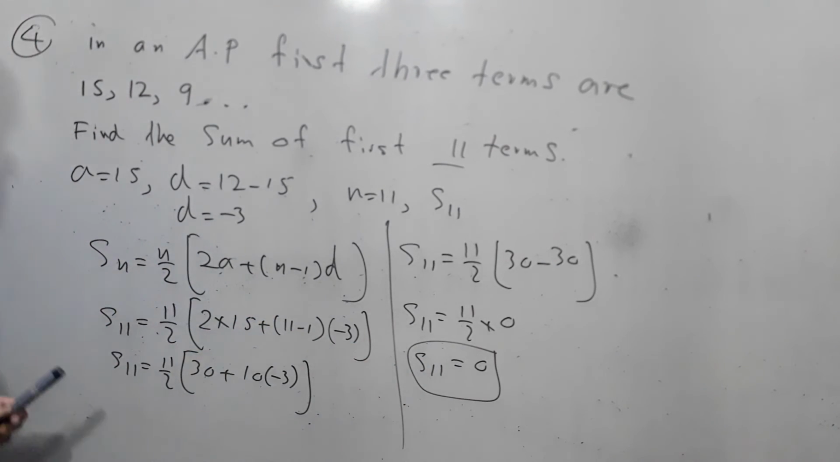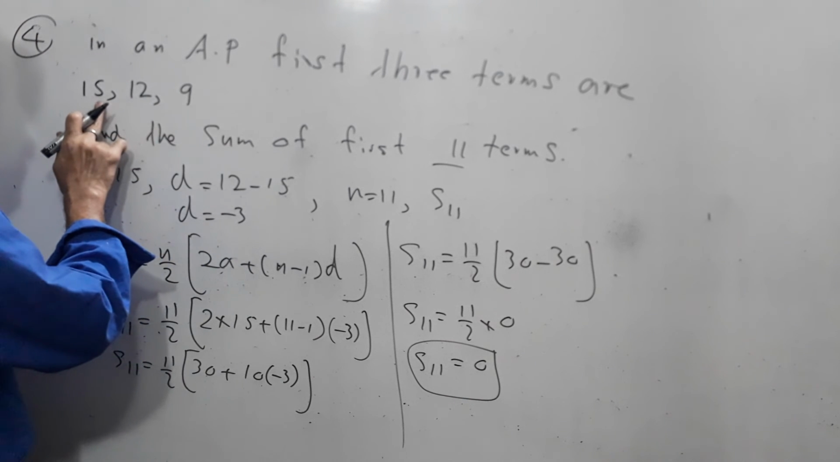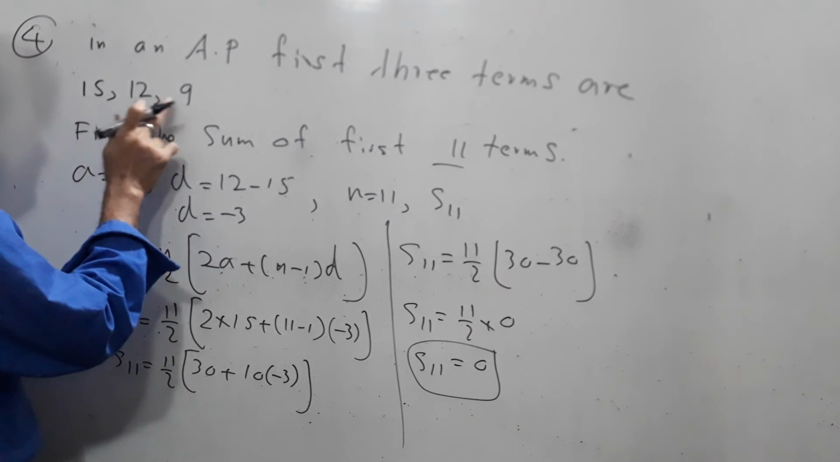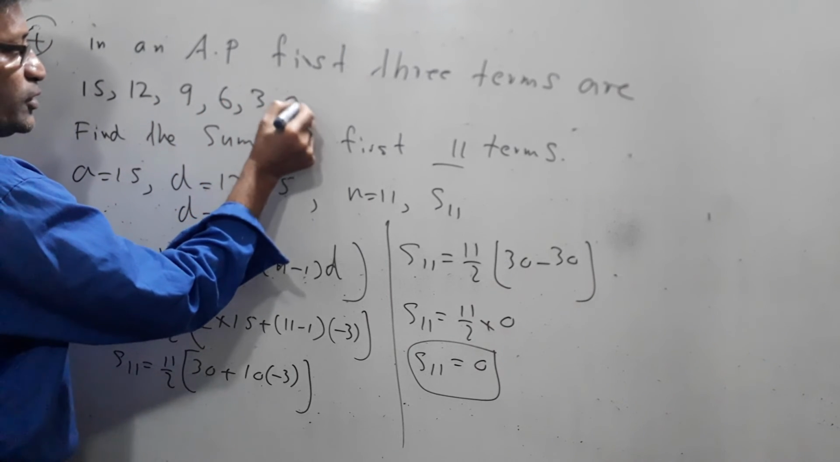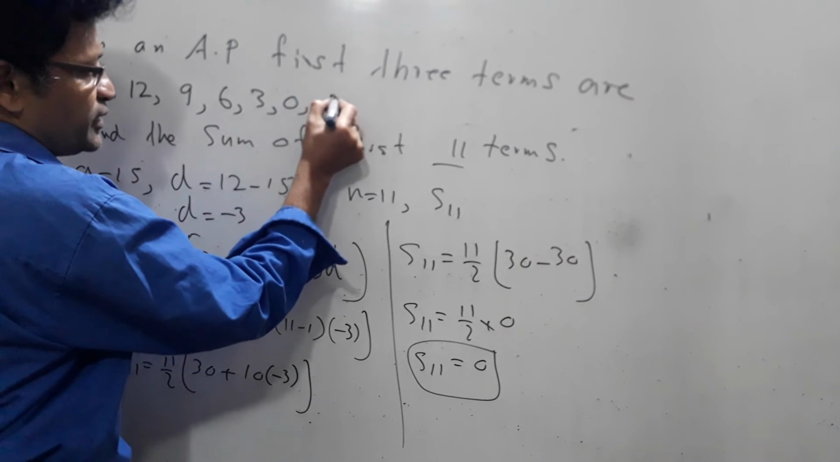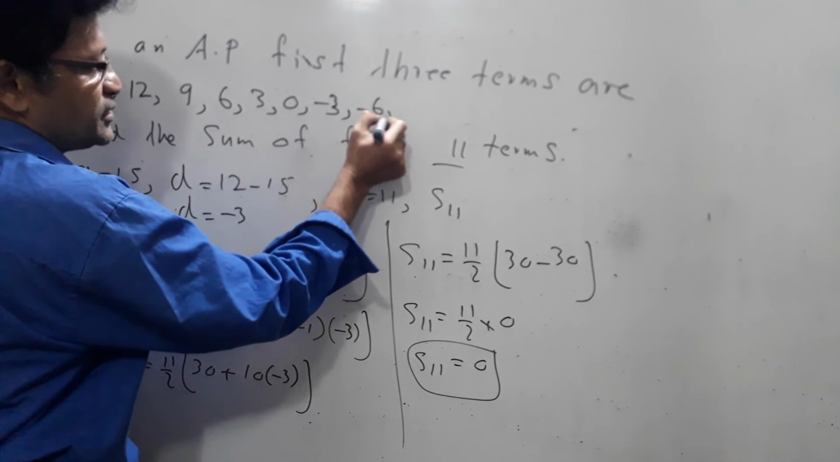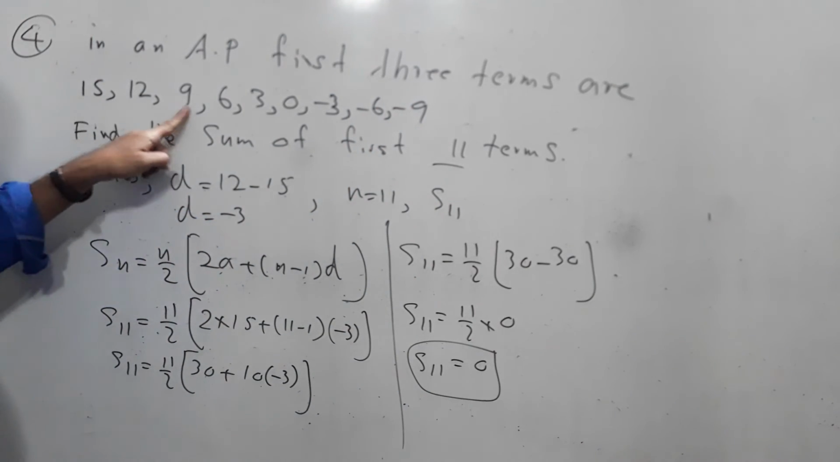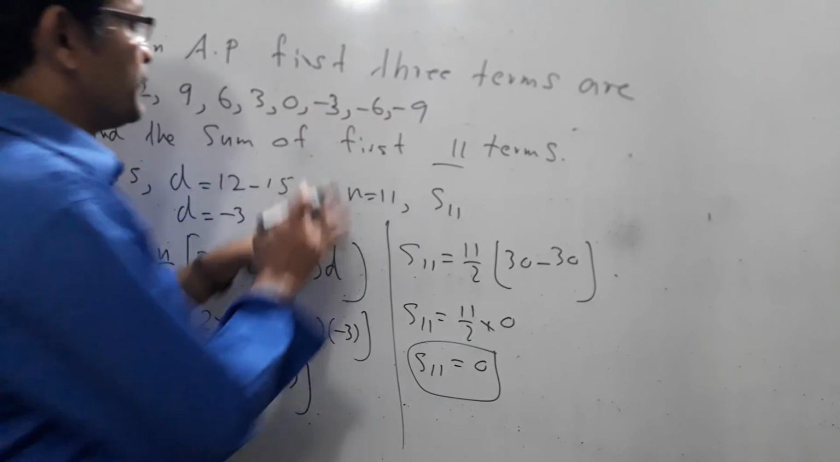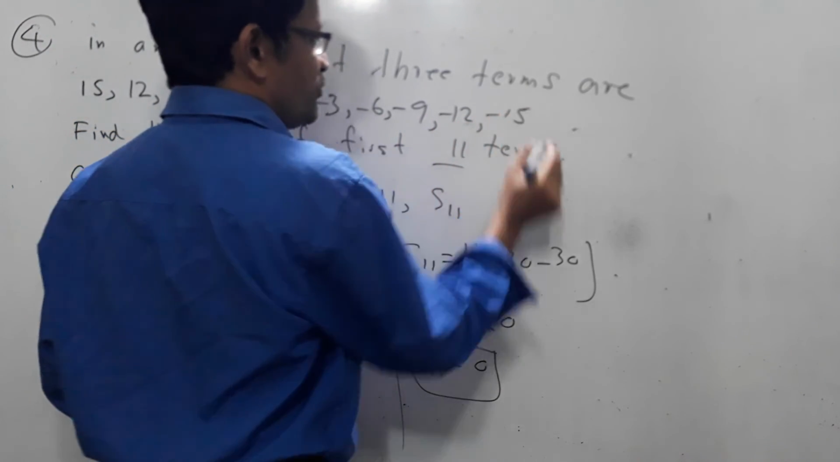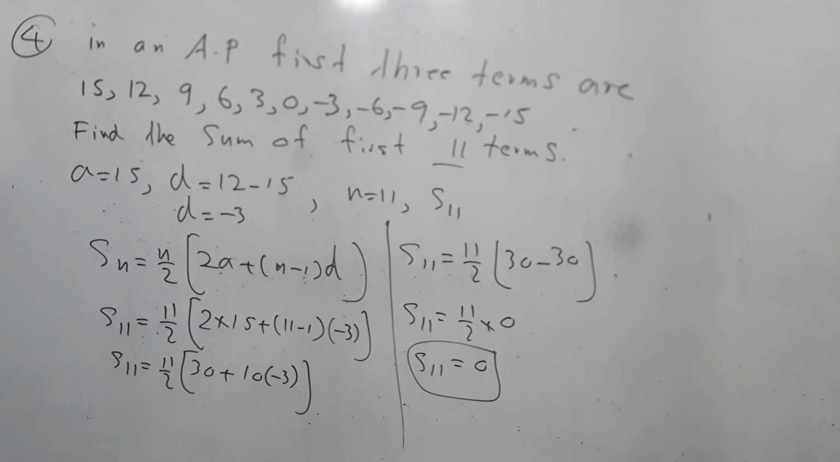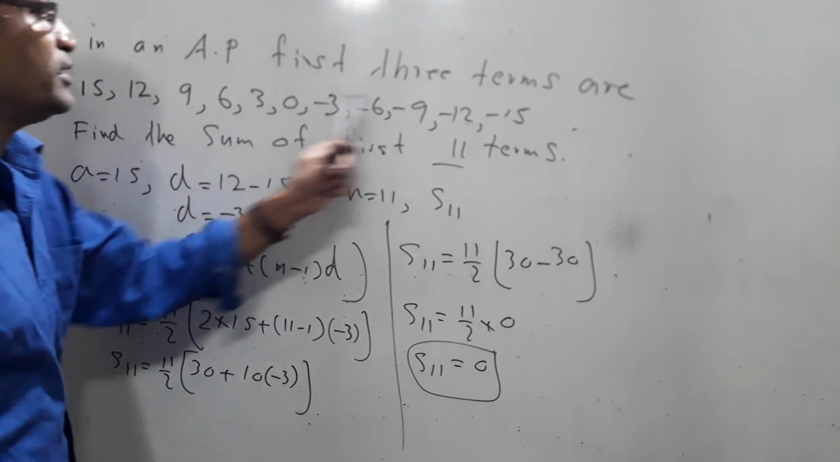We'll check that. The next term: 15 minus 3 is 12, 12 minus 3 is 9, 9 minus 3 is 6, 6 minus 3 is 3, 3 minus 3 is 0, then 0 minus 3 is minus 3, then minus 6, minus 9. Likewise it goes. These are the first 11 terms. Clear? So the answer is S11 is 0.